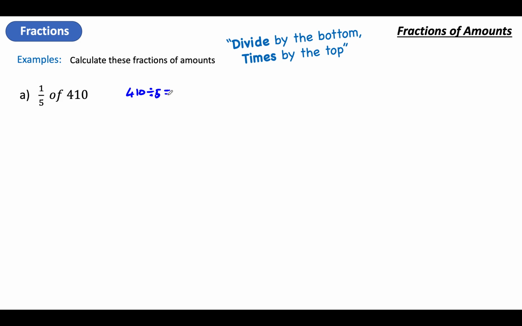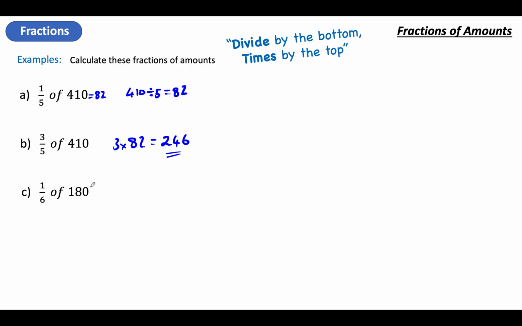Right, and I'm going to let you use a calculator at this point. You could use bus stop if you need the practice. So 82. That's what that is. 82. Because I cut it into 5 equal pieces. But let's say I want 3/5. Well, I already know what 1/5 is. What I need to do now is find 3 lots of that. Because each piece is always going to be equal. And that's 246. So the first one's 82, second one 246.